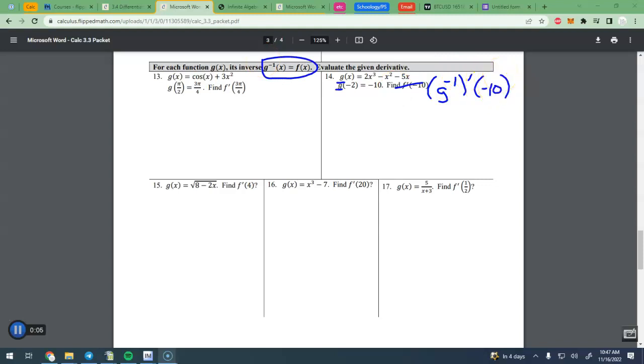How many of you do that, where you cross off the thing like I'm suggesting? Like nobody. Okay, that's fine. So the derivative is 1 over g prime of g inverse of -10. First of all, they were nice enough to give me the information to find g inverse of -10, because down here they're not. So what is g inverse of -10?